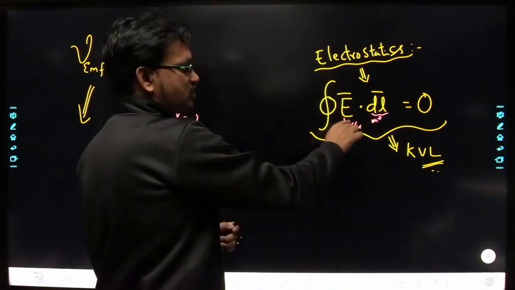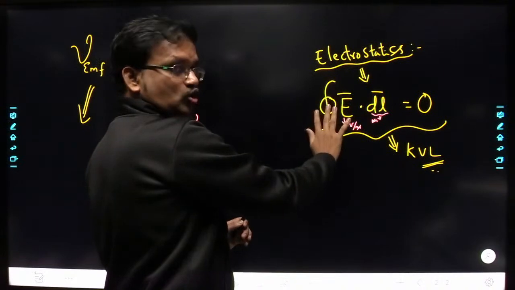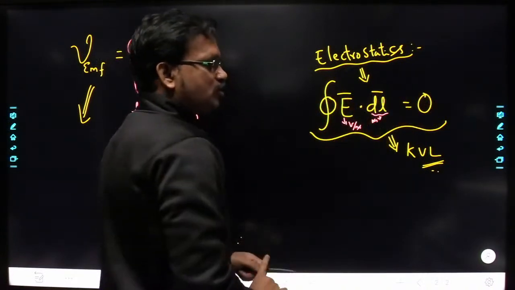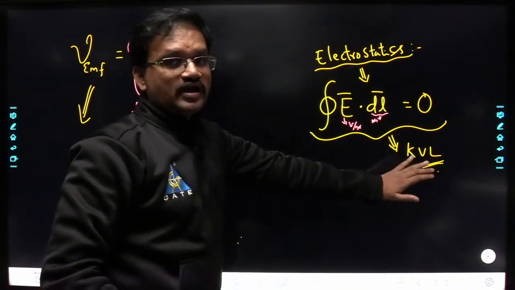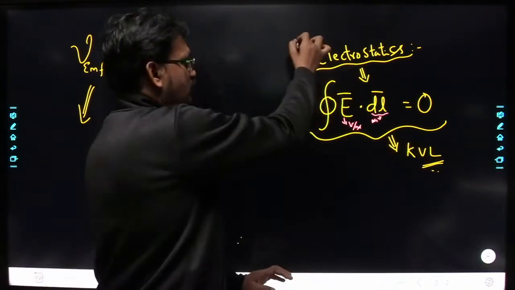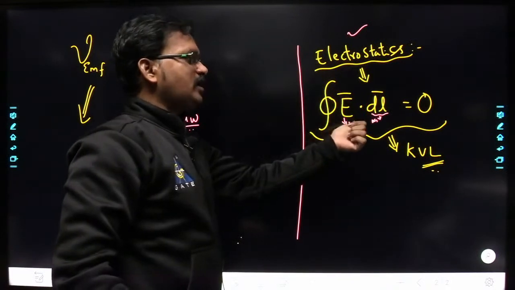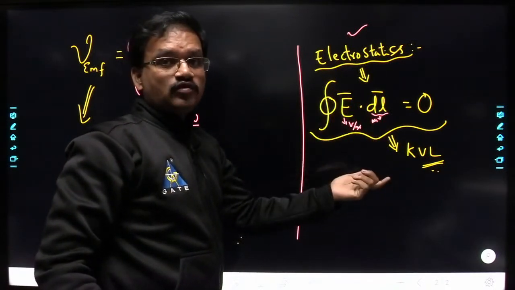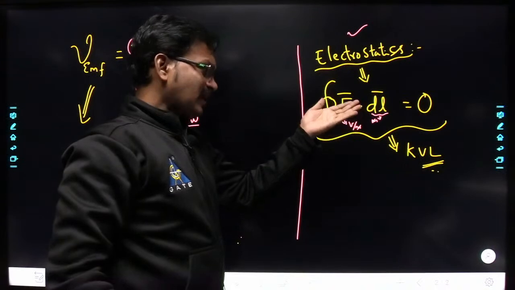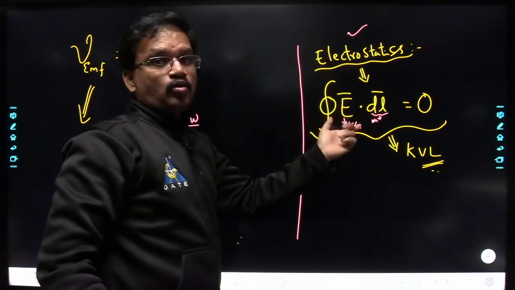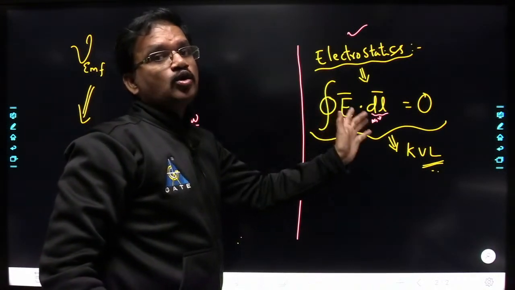Okay, so the summation of voltages around any closed loop is equal to 0, which is called KVL. This is what we have studied in electrostatics. So the closed loop line integral of E bar dot dl will represent the voltage around a closed loop.